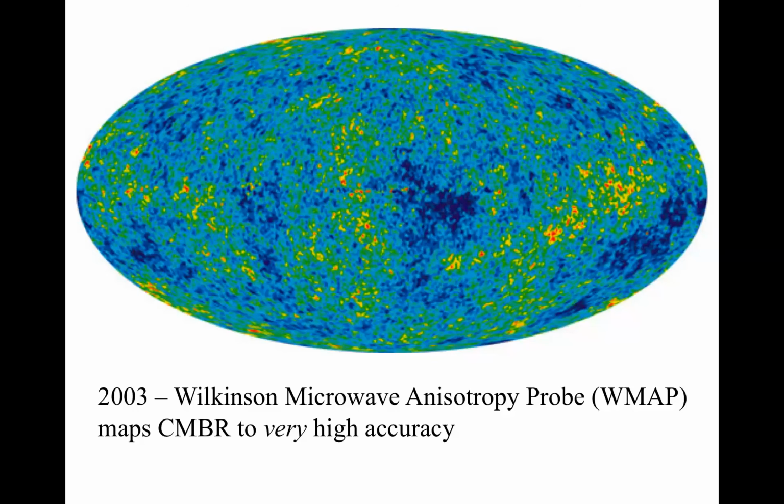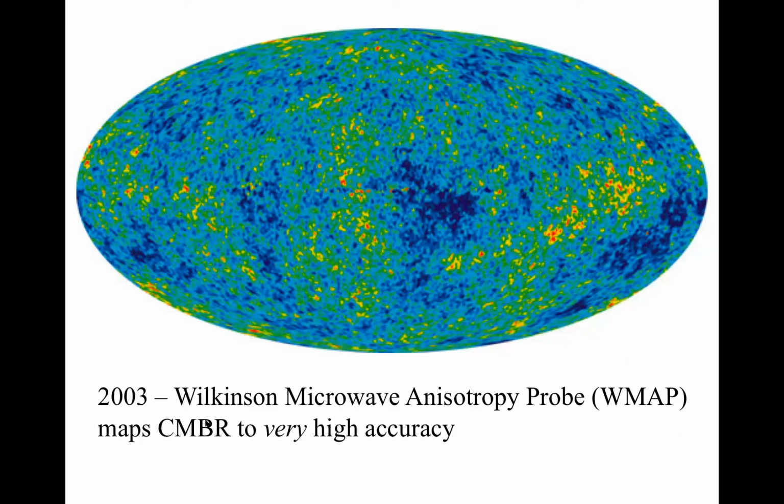Welcome back. So we've seen the cosmic microwave background radiation. We saw its spectrum from the COBE satellite. This is so interesting and important and useful that another dedicated satellite was launched in the late 90s called the Wilkinson Microwave Anisotropy Probe, or WMAP.